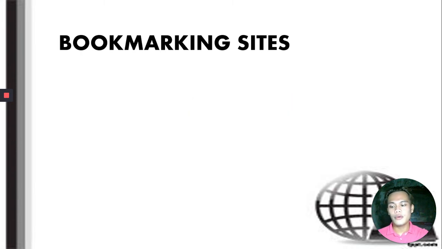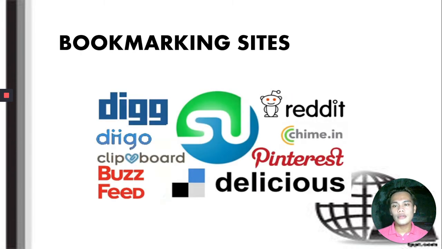Next one is bookmarking sites. Bookmarking sites allow you to store and manage links to various websites or resources. Pinterest, Delicious, and Digg are examples of bookmarking sites.